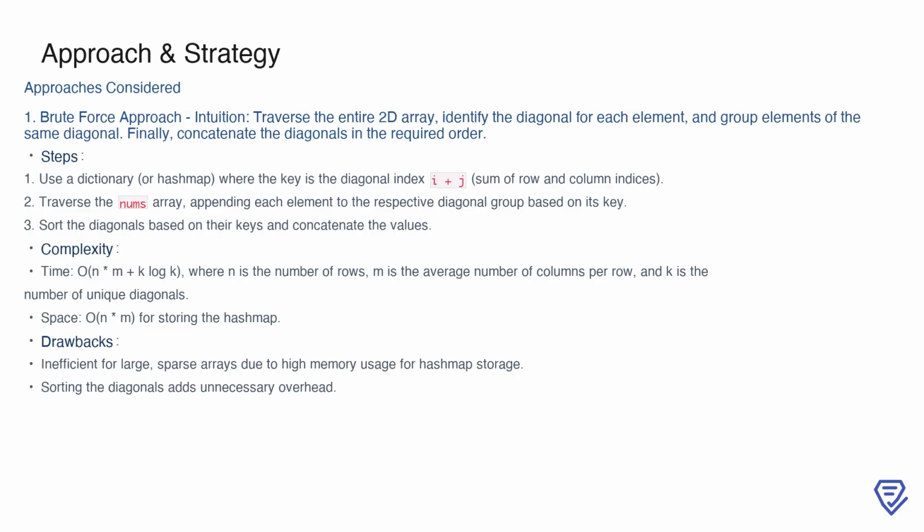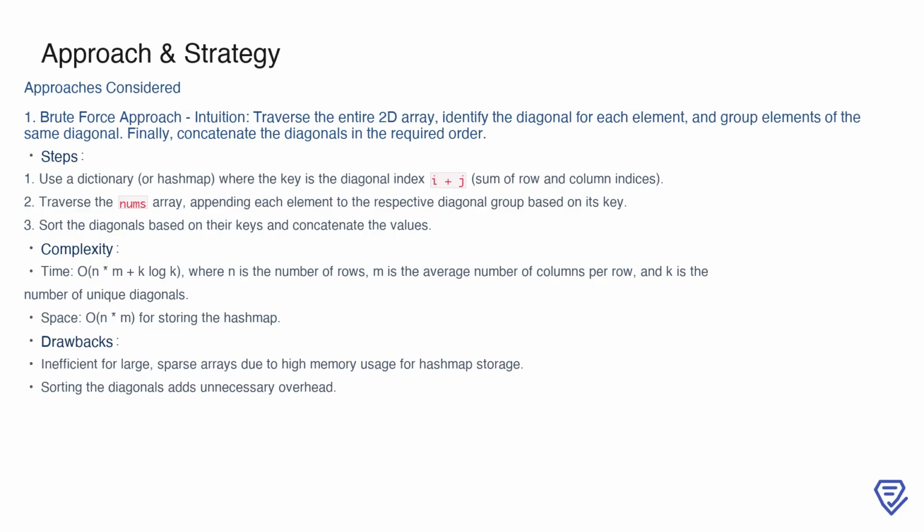To implement this, we can use a dictionary where the keys represent these diagonal indices, and the values are lists containing the elements of each diagonal. As we traverse the array, we append each element to its respective diagonal group. Once all elements are grouped, the diagonals are sorted based on their keys, and the values are concatenated to form the final result. However, this approach has some drawbacks.